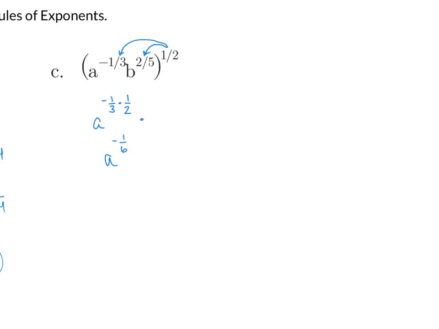For the b, we get 2/5 times 1/2. I can cancel my 2's, and I get b to the 1/5. The last thing that I want to do is I want to rewrite with positive exponents. So what do we do for that? Remember that if it's a negative exponent, I can move it to the other side of the fraction bar. So we get a to the 1/6 on the bottom, and we get b to the 1/5 stays on top.